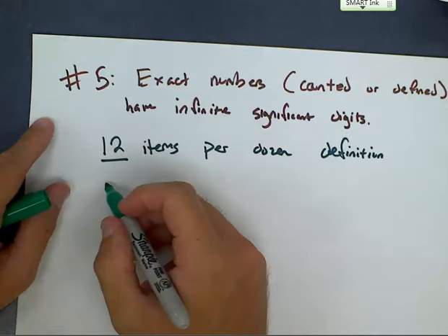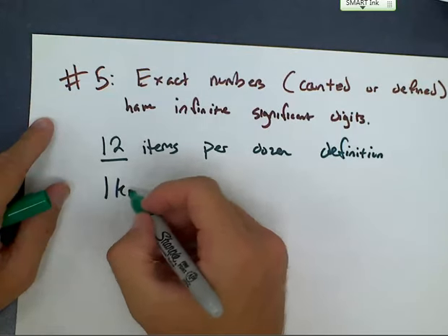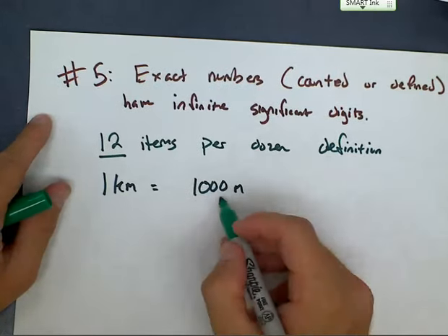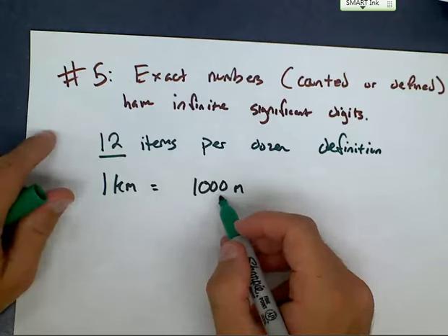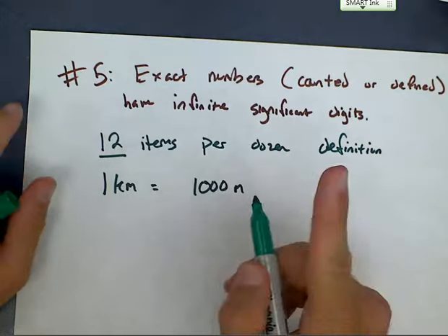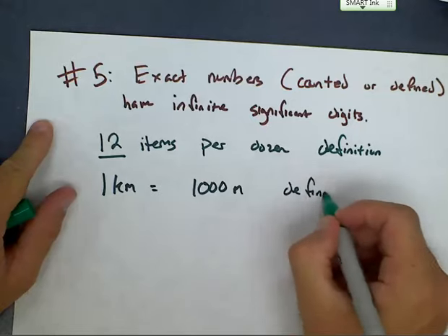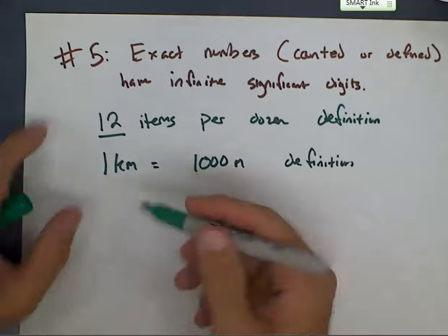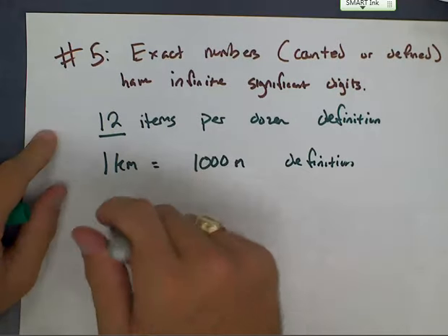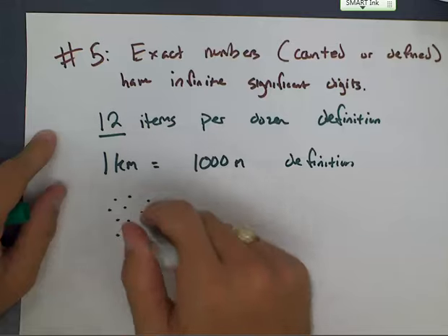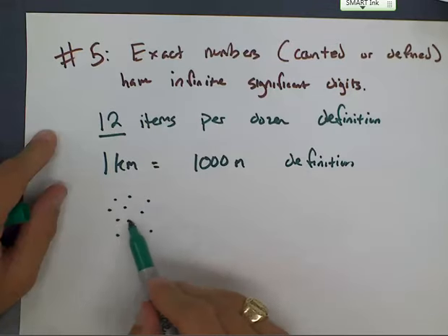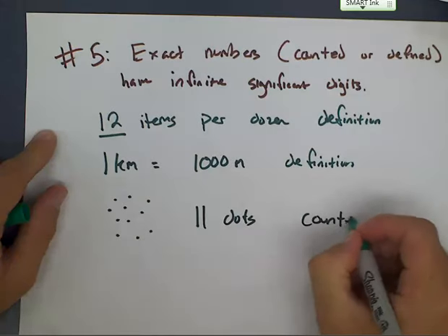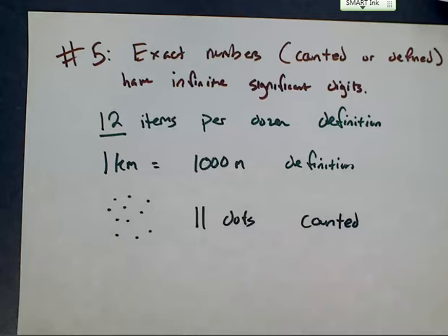If I was to look at, how about 1 kilometer is 1,000 meters. Now I might look at this 1,000 meters and go, oh, there's only 1 sig fig there because these zeros are placeholders. But since this is a definition, there's actually infinite significance there. The last one, a number like counting. So for instance, if we were to make a bunch of dots here, there are 1, 2, 3, 4, 5, 6, 7, 8, 9, 10, 11 dots. That's a counted number, and that number would have infinite number of significance.